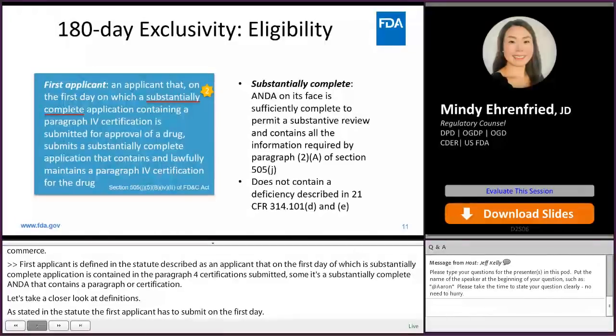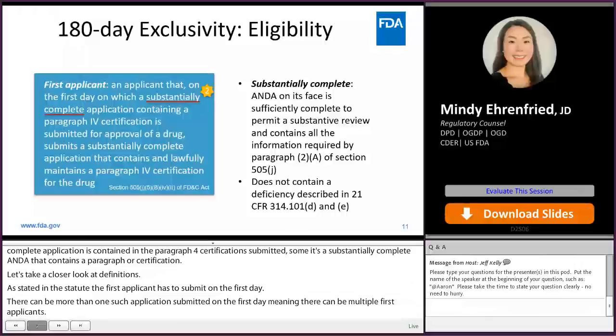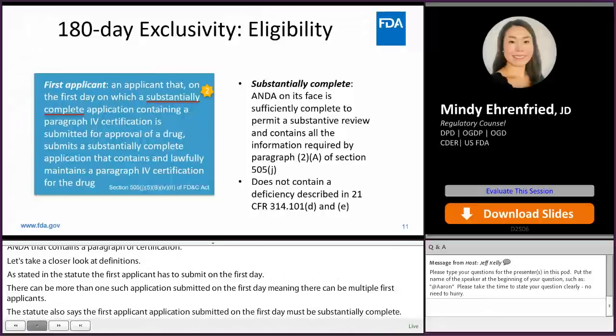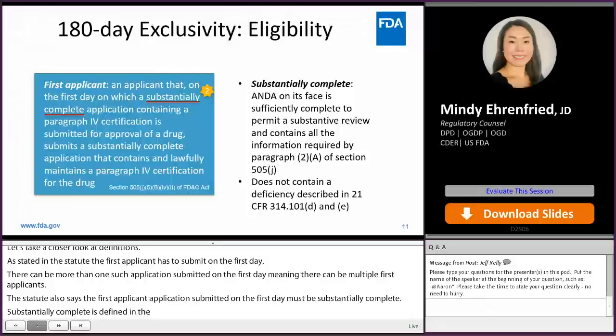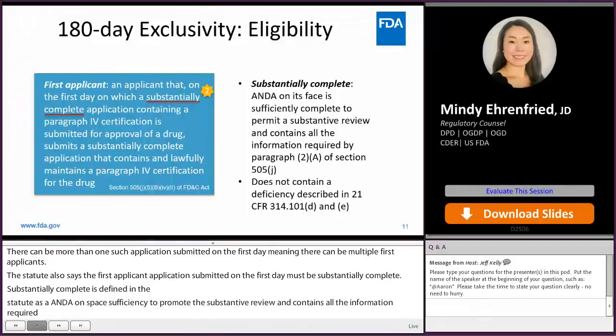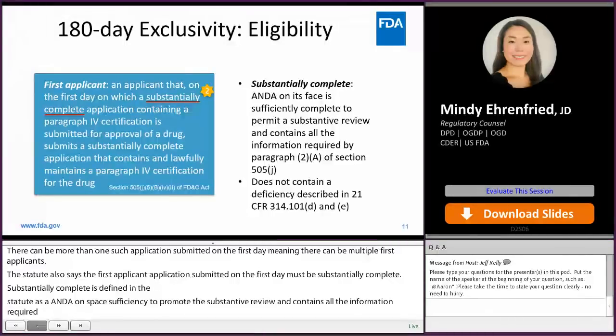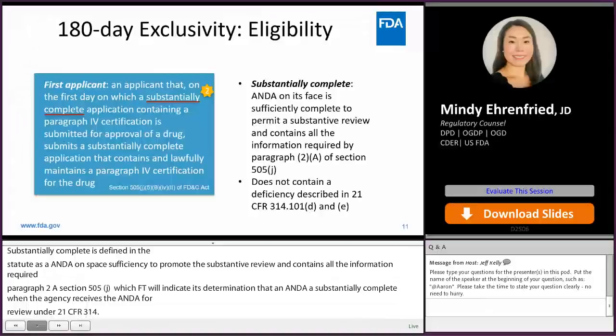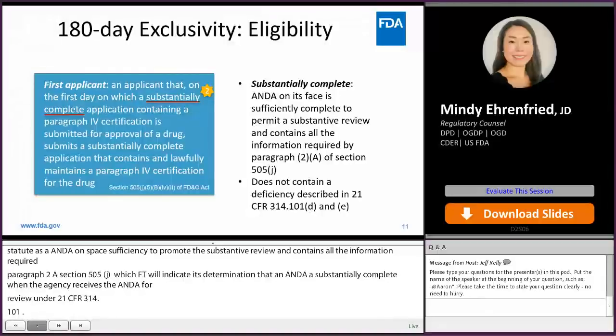The statute also says that a first applicant's application submitted on the first day must be substantially complete. Substantially complete is defined in the statute as an ANDA that on its face is sufficiently complete to permit a substantive review and contains all the information required by paragraph 2A of section 505(j), which lists what an ANDA, quote, shall contain. FDA will indicate its determination that an ANDA is substantially complete when the agency receives the ANDA for review under 21 CFR 314.101. If FDA determines that an ANDA was substantially complete as of the date the ANDA was submitted, FDA will consider the ANDA to have been received as of the date of submission.